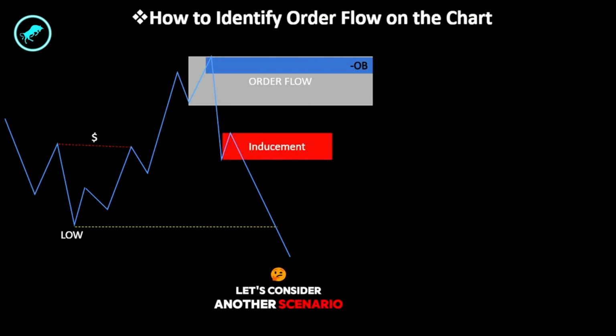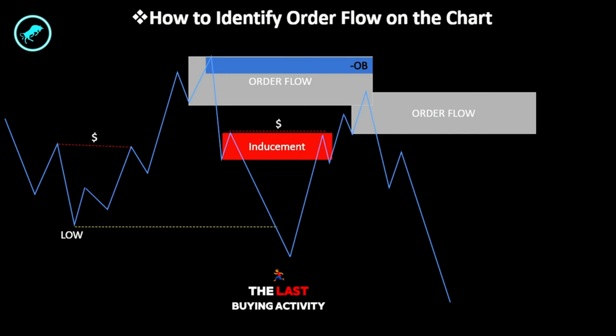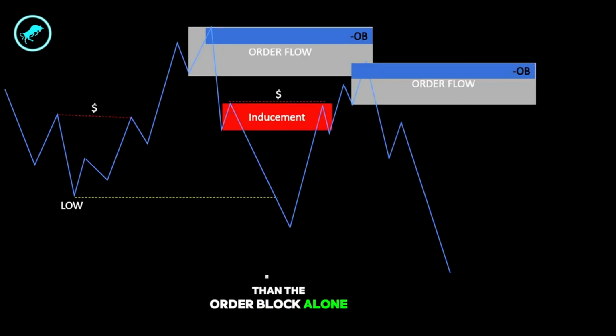Let's consider another scenario. Suppose the price retraces to an inducement zone, creates a minor pullback, and then sharply moves upward, taking out the stop losses of traders who entered at the inducement zone. After this liquidity grab, price continues upward until it reaches the order flow zone, where it then reverses and resumes its original downtrend. In this case, the order flow zone represents the last buying activity before the price dropped, making it a more reliable area to trade from than the order block alone.